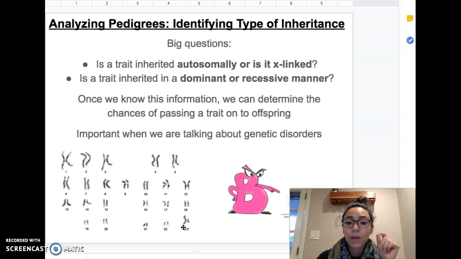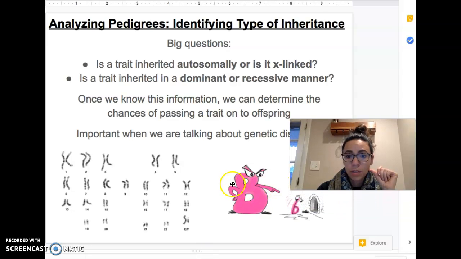We're also going to be able to figure out whether this trait is dominant or recessive. And there's a little picture here. I'll move my face so you can see. Dominant genes are usually shown with a capital letter, and the recessive genes are shown with a lowercase letter. Those are the weaker genes. We'll go over that when we get to the Punnett squares section.